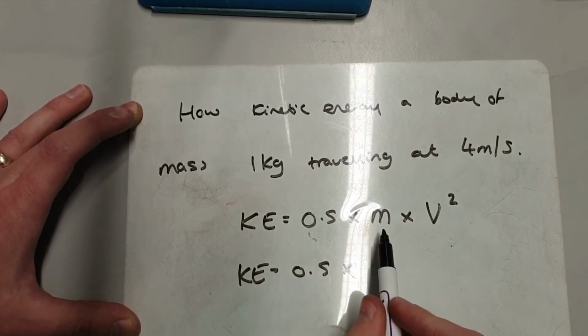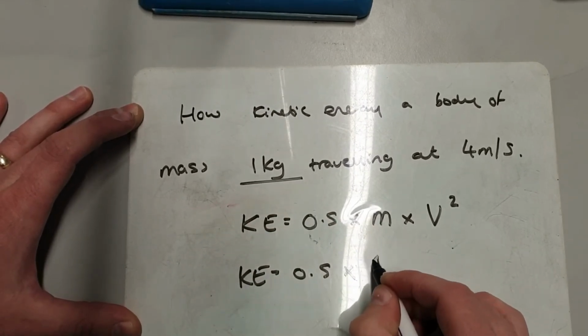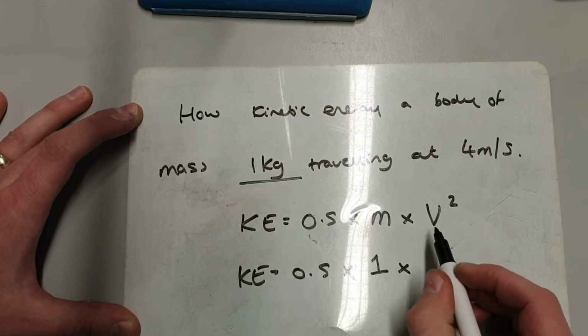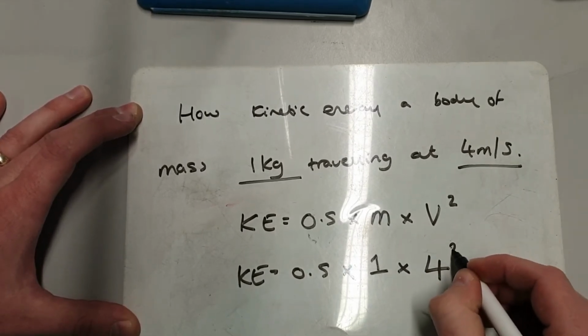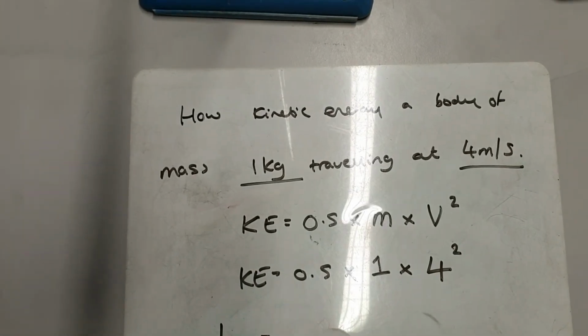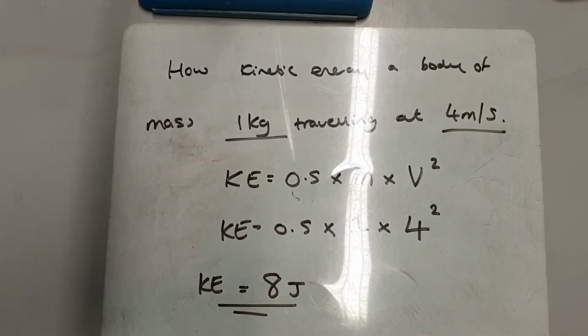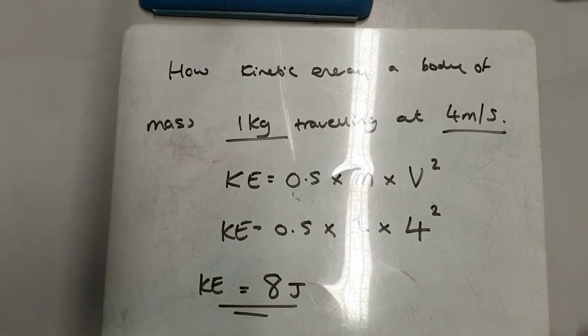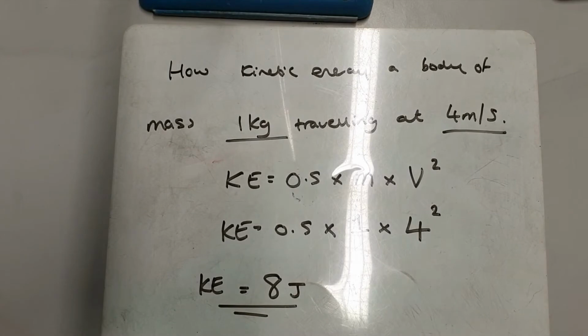So first of all, we need to spot the mass. So mass 1 kilogram, times by the velocity, 4 meters per second. And then the key thing with this is we need to do 4 squared. Work that out nice and simply. Put it in your calculator, because you would have a calculator for the exam, and that comes out to be 8 joules. So as you can see, it's nice and simple. I've done the equation, I've subbed my numbers in, and then finally I've got my answer.